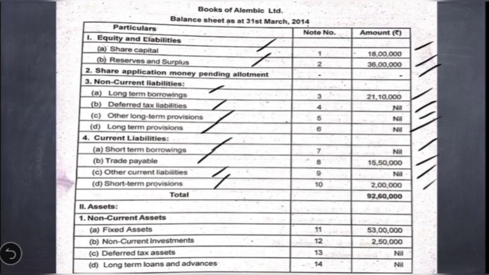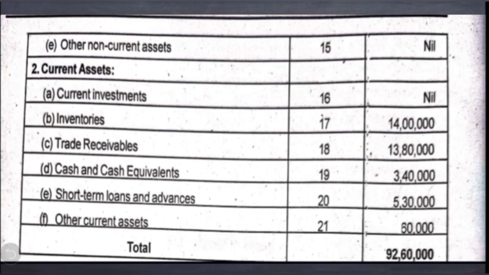Okay. Then the second major heading we have is assets. Under that, first one is non-current assets. Under that, first item is fixed assets with note number 11, which comes to 53 lakh. Non-current investment, note number 12, 2 lakh 50,000. Deferred tax assets, note number 13 nil. Then long-term loans and advances, note number 14 nil. Then next one, other current assets, note number 15 nil.